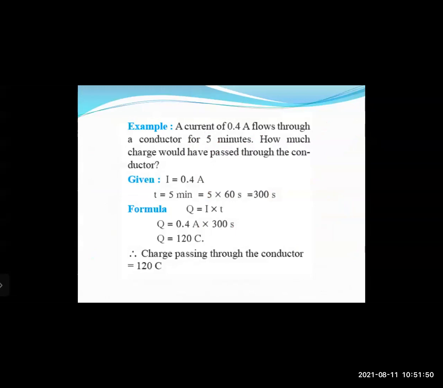Right, the first one we have already done when we were studying the concept of electric current, but still we will go through it again in detail. The first one: a current of 0.4 amperes flows through a conductor for 5 minutes. How much charge would have passed through the conductor? Now, first of all, you need to have a habit of writing the format of a numerical. You have to always start by writing the given, then write what you have to find, then write the formula and then the solution.